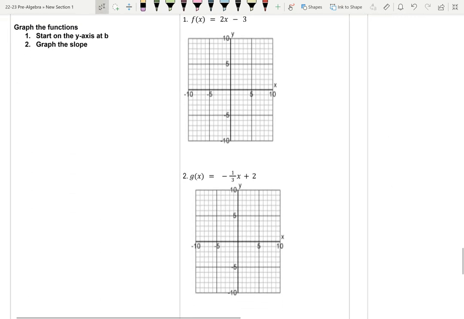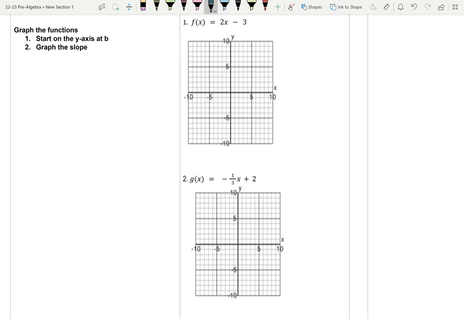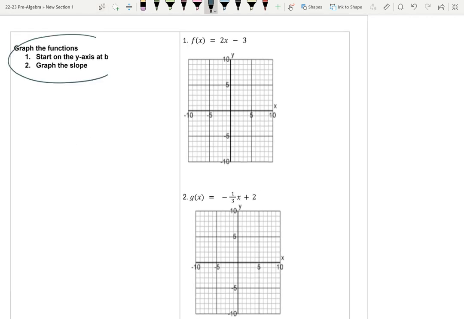The last part here should be a review again from last unit. You're just going to graph these equations just like we learned before. So just imagine this is a y, and you graph it the exact same way. So we started at our b, so I'm going to start at -3. I'm going to do my slope of 2. So up 2 over 1, up 2 over 1, and then just connect them.